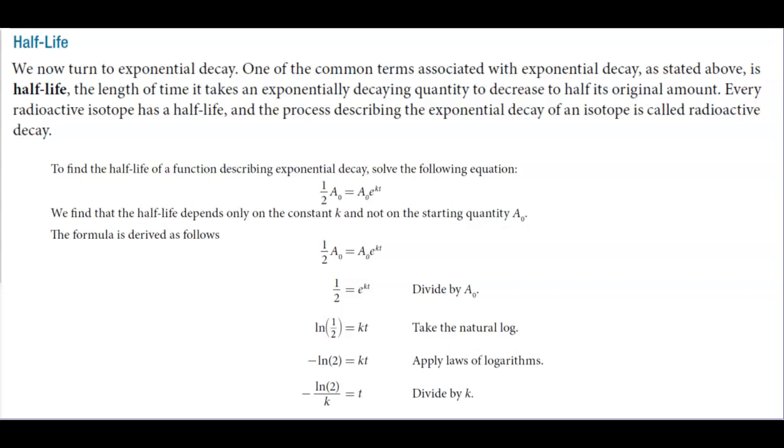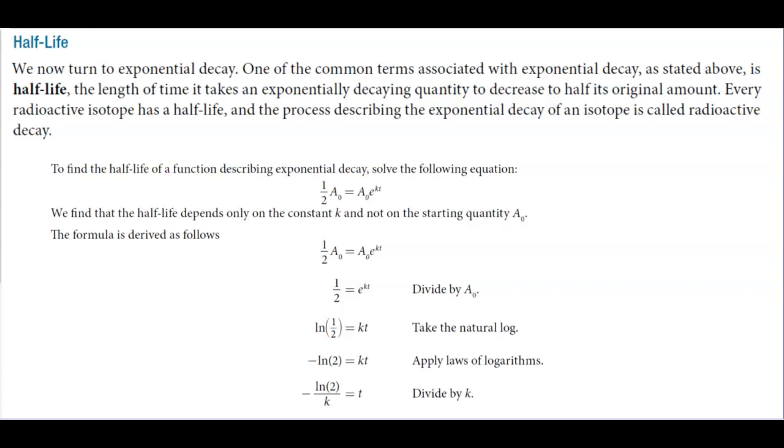So let's discuss half-life. We now turn to exponential decay. One of the common terms associated with exponential decay, as stated above, is half-life, the length of time it takes an exponentially decaying quantity to decrease to half its original amount. Every radioactive isotope has a half-life, and the process describing the exponential decay of an isotope is called radioactive decay.